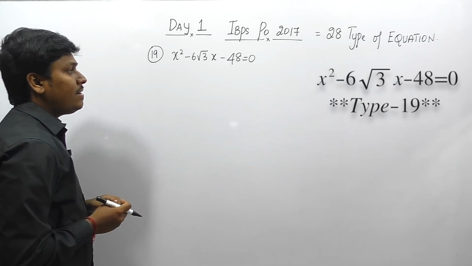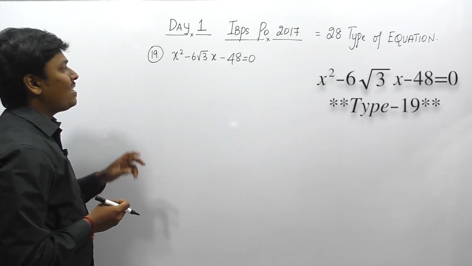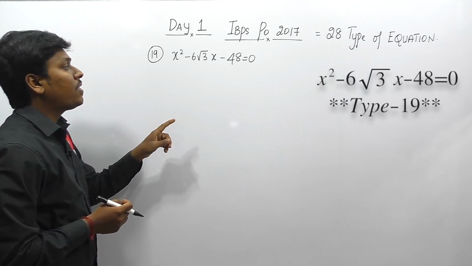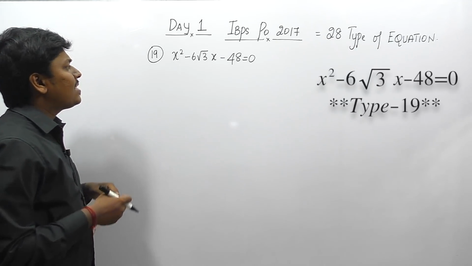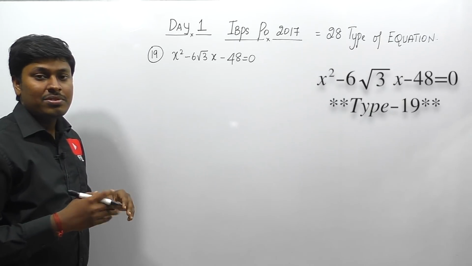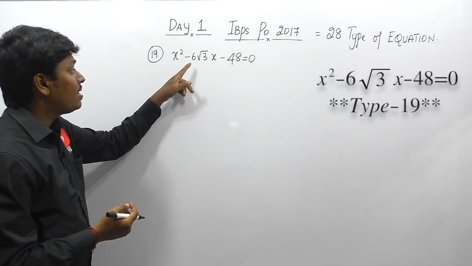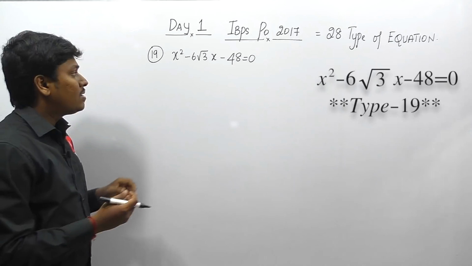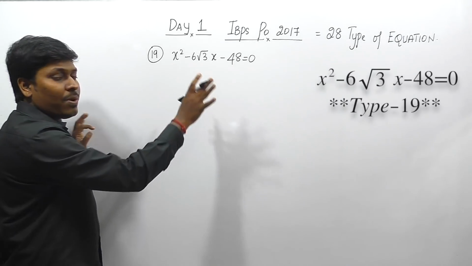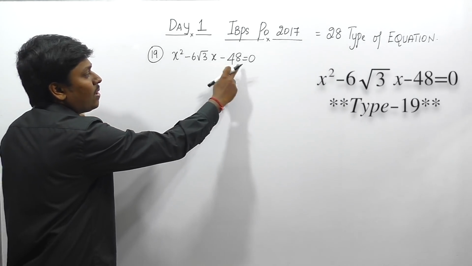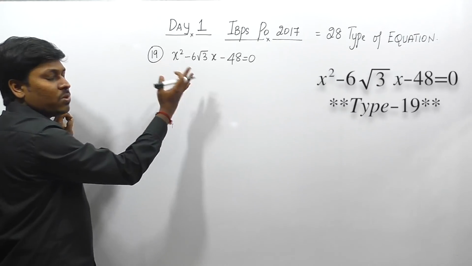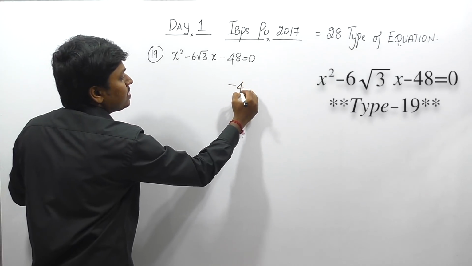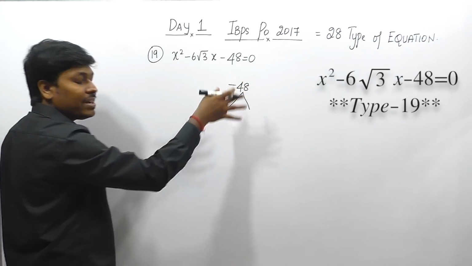Type number 19 equation. So x square minus 6 root 3x minus 48 is equal to 0. I think in my YouTube channel we have already posted many different types of equations similar to this pattern. So friends, listen here, this equation looks like a quadratic equation. So x square, x and a constant, and before x square there is no constant, right? So now we can write this 48. There is a shortcut to find the factors, right?